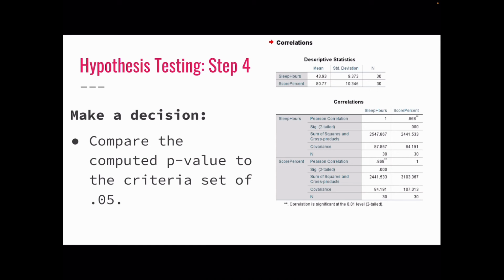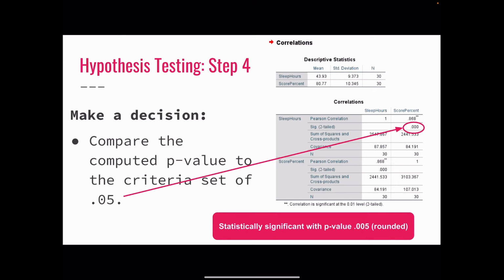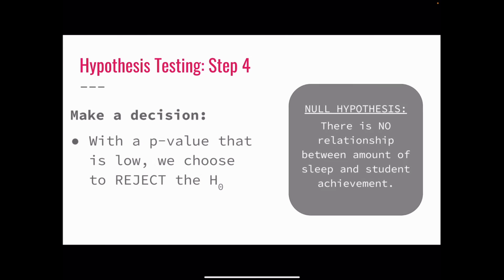In hypothesis testing, step number 4, we make a decision. We will compare the computed p-value to the criteria that we set of 0.05. By looking at our data, we can see that our level of significance is 0.000, which will actually get rounded to 0.005, which is statistically significant. We then use that information to make our decision.